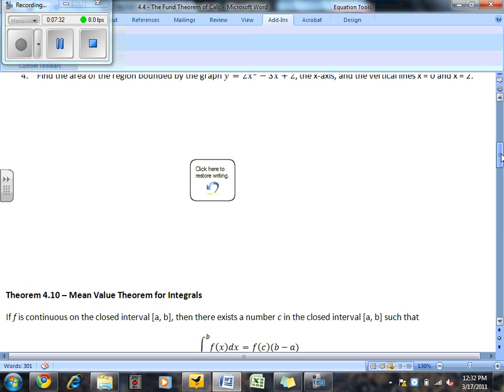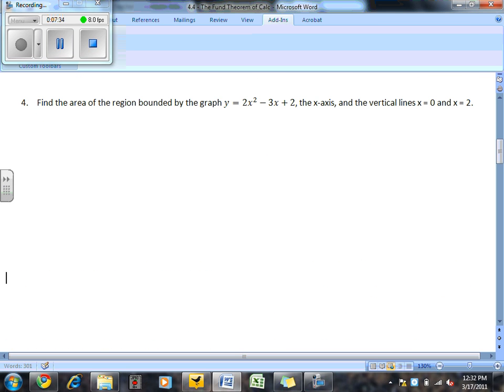Okay. The last one here is find the area of the region bounded by the graph 2x squared minus 3x plus 2, the x-axis and the vertical lines x equal to 0 and x equal to 2. Well, we're just going to use the fundamental theorem of calculus. It's going to tell us that if we take the integral from 0 to 2 of this function right here, we'll be able to find the area underneath the curve that's bounded by the x-axis as well, from 0 to 2. So we'll take the integral of 2x squared minus 3x plus 2.